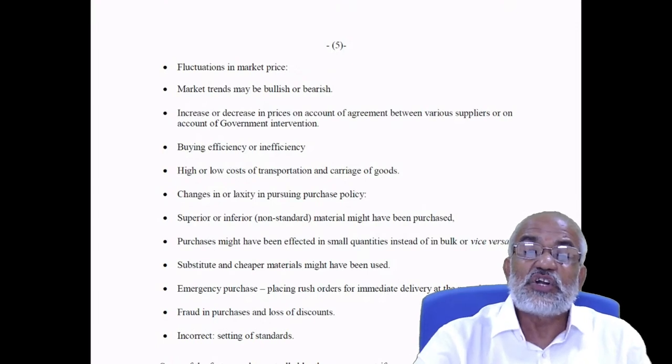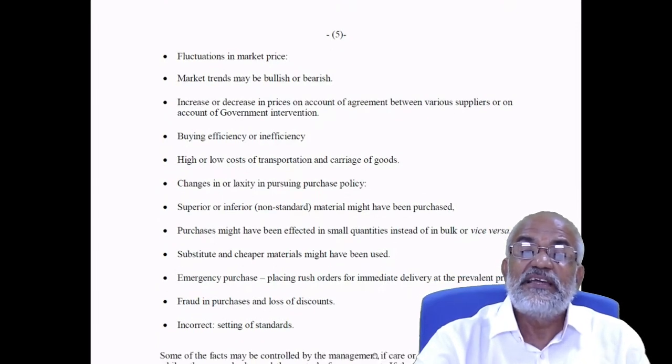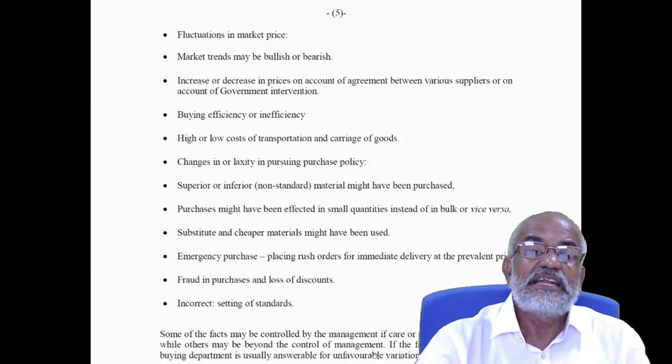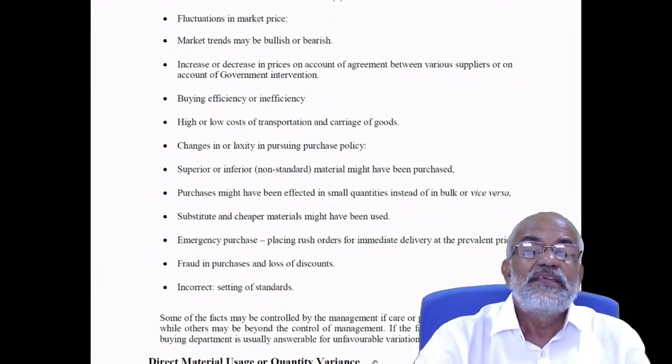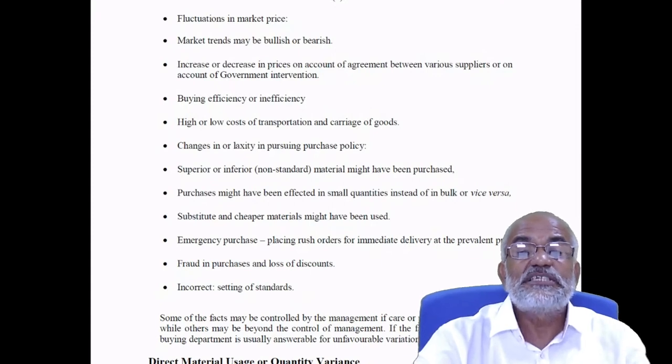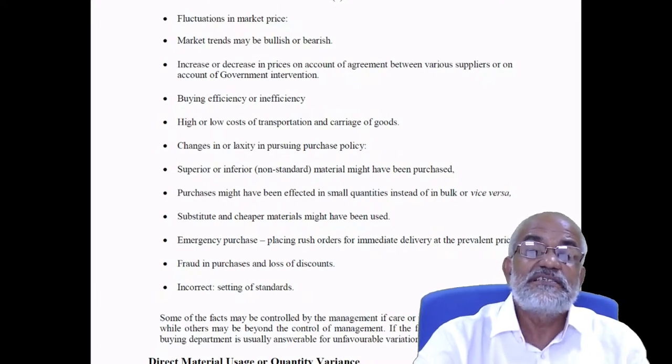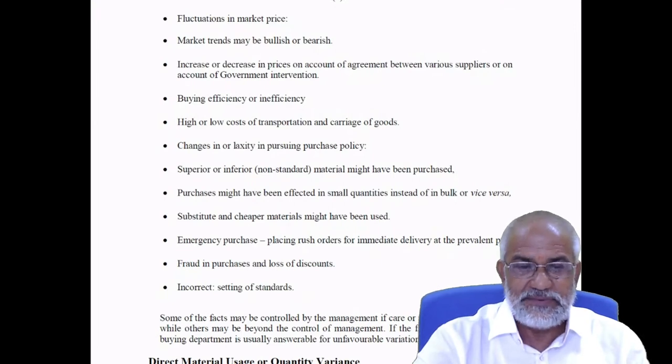Placing rush orders for immediate delivery at the prevalent price would also result in direct material price variance. The next one is fraud in purchase or loss of discounts. Fraud in purchase means there is manipulation in purchase and a loss on account of giving discount, that will also result in the direct material price variance.